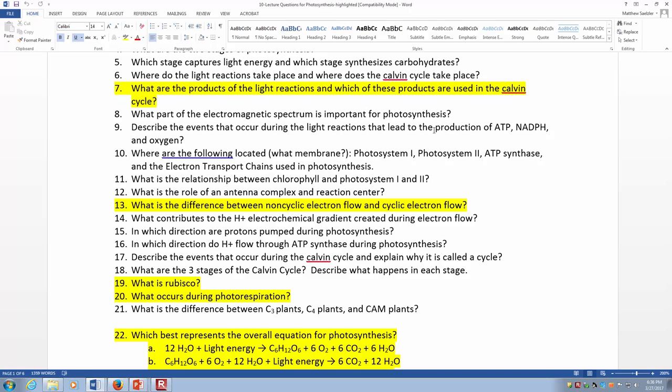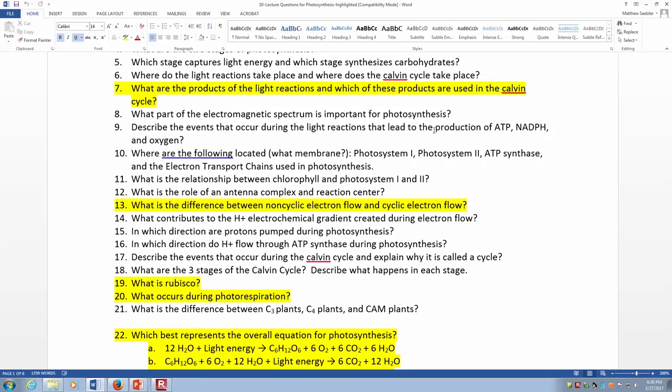Oxygen is a waste product of photosynthesis, but other life forms on Earth depend on the oxygen produced in photosynthesis because it's used in aerobic respiration. Okay, number 13, I'm talking more about in terms of the products. What, in terms of the products, is the difference between non-cyclic electron flow and cyclic electron flow?